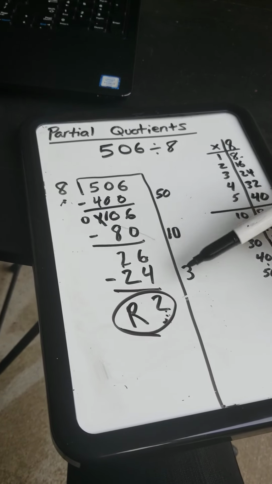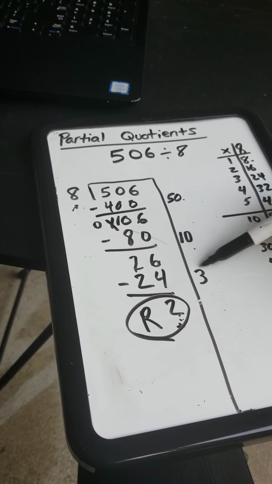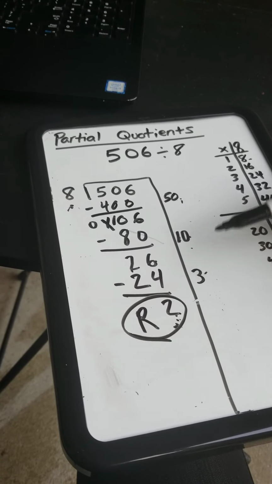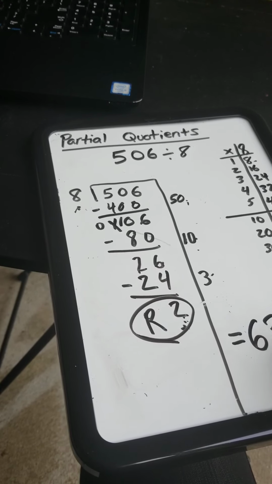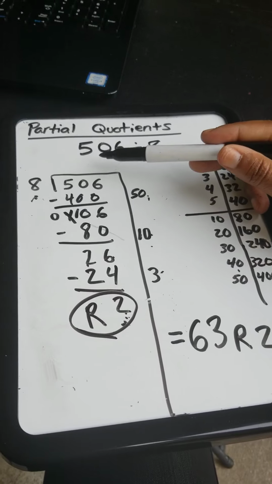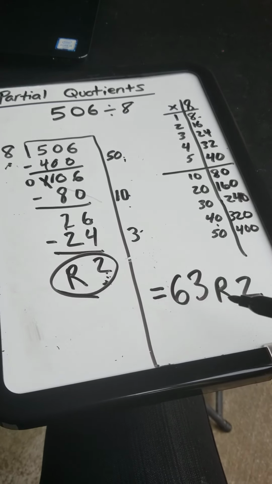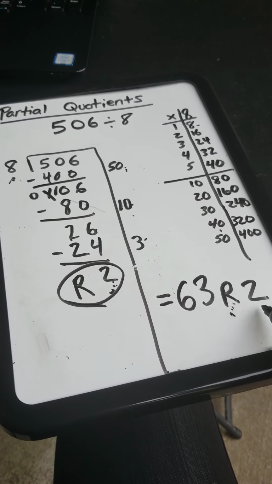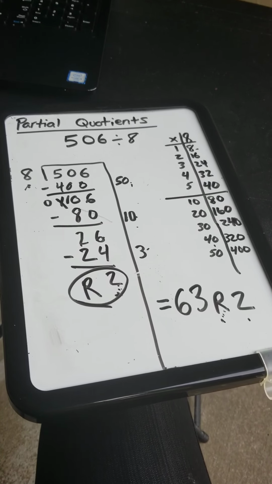Now, don't forget your partial quotients. So we have 50 plus 10 plus 3. So that's 50 plus 10, 60, 63. So your answer, 506 divided by 8 equals 63 with a remainder of 2. That is your answer.